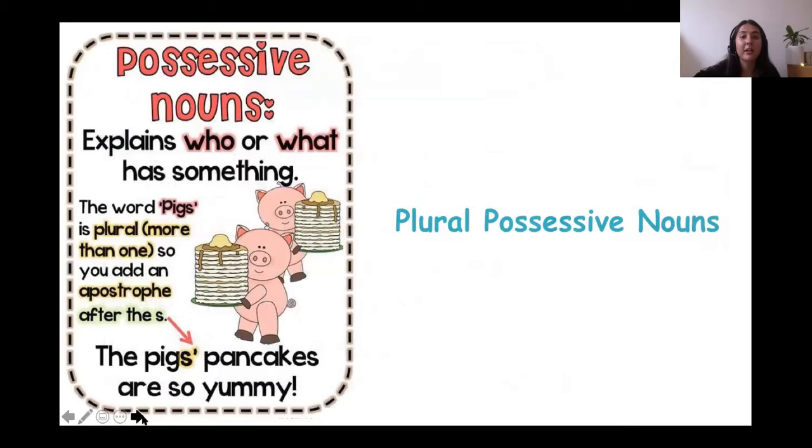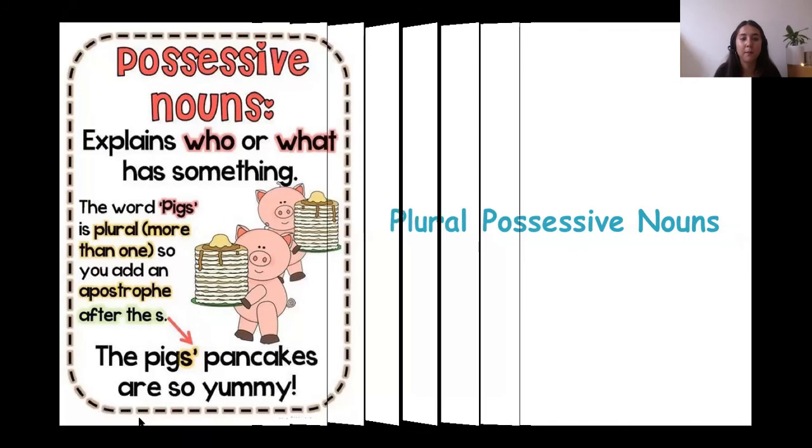Okay, so the next part of our lesson is still learning about possessive nouns, but we're learning about plural possessive nouns. So have a look. Possessive nouns explain who or what has something. The word pigs is plural. It means that we're talking about more than one. So we add an apostrophe after the S. Have a look. The pigs' pancakes are so yummy. Because there are 2 pigs, we must put the apostrophe after the S, not before the S. This is how we make plural possessive nouns.